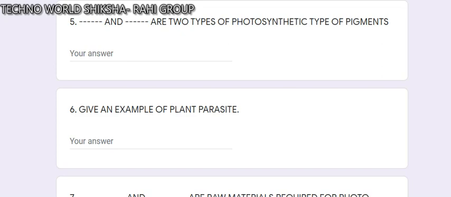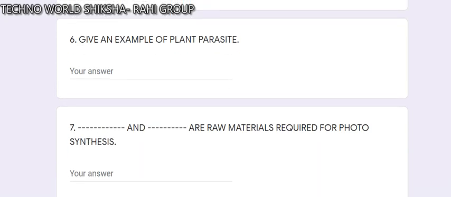So next we are moving to our question number 6. Give an example of plant parasite. You all very well know what a parasite is, but here it is specified to give an example of a plant parasite. So the correct answer of this question is Cuscuta, which is mainly known as Amar Bel.